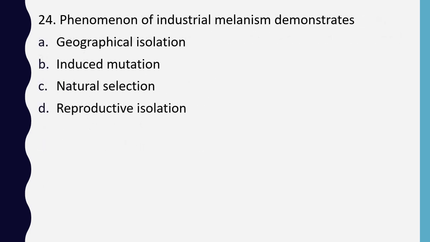Question number 24. Phenomenon of industrial melanism demonstrates geographical isolation, induced mutation, natural selection, reproductive isolation. Correct answer is option C. It demonstrates natural selection.